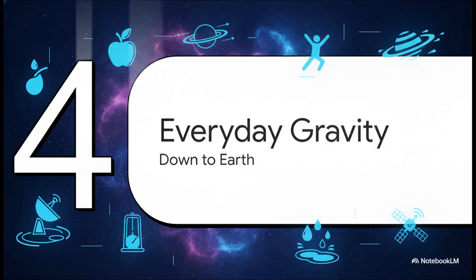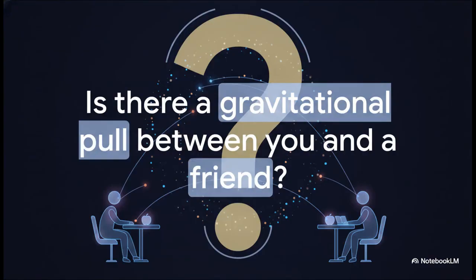Section 4. The everyday gravity mystery, bringing it back down to Earth. So, we've solved the cosmic code, but let's bring it back down to Earth. Because honestly, the most amazing part of Newton's discovery is that these exact same rules apply right in front of you every single day. I want you to use your brain power for a second and apply Newton's rule to your immediate surroundings right now. Think about two objects sitting on a table, or maybe think about yourself and a friend sitting next to you. Is there a gravitational force between you two right now?